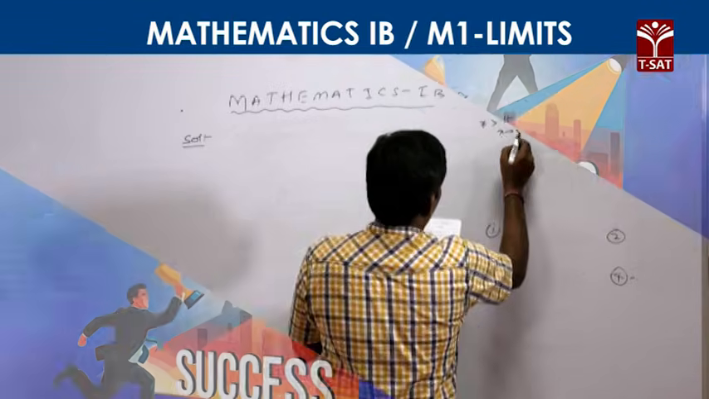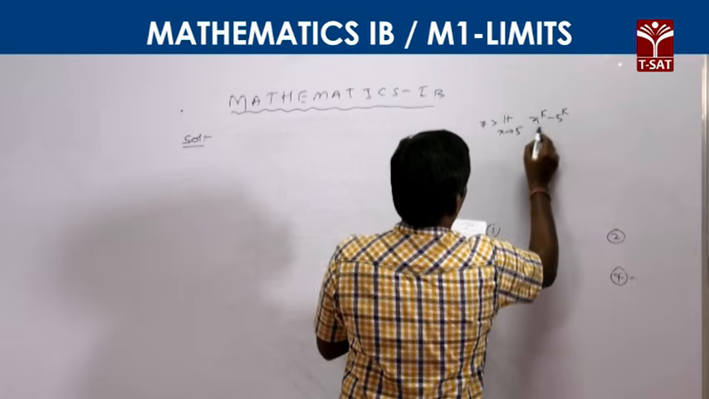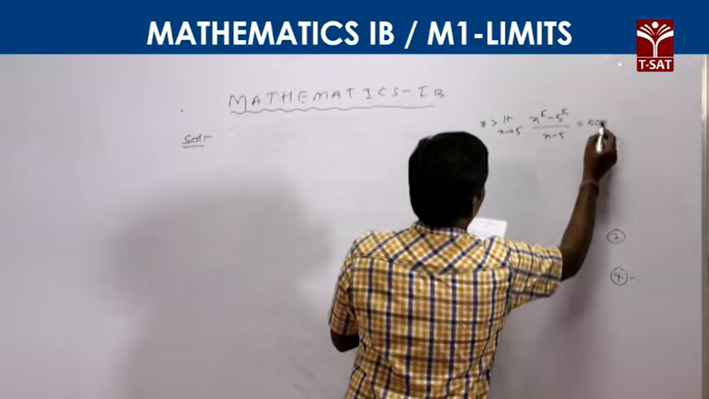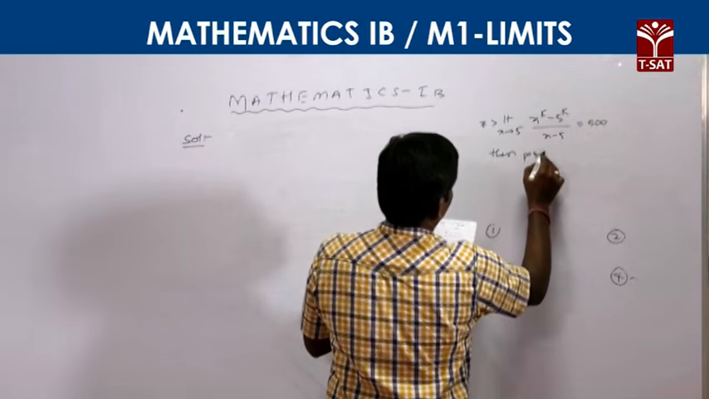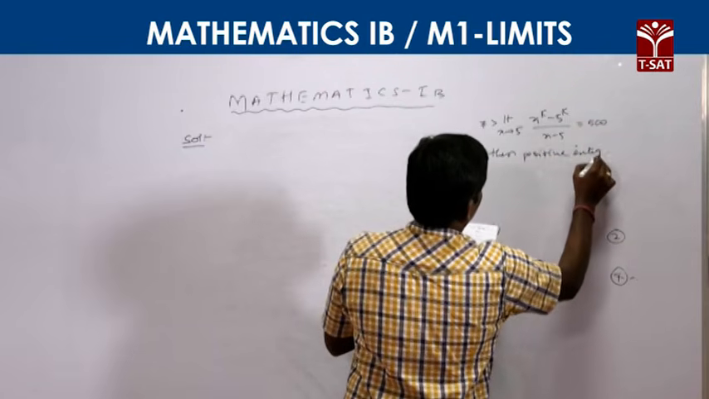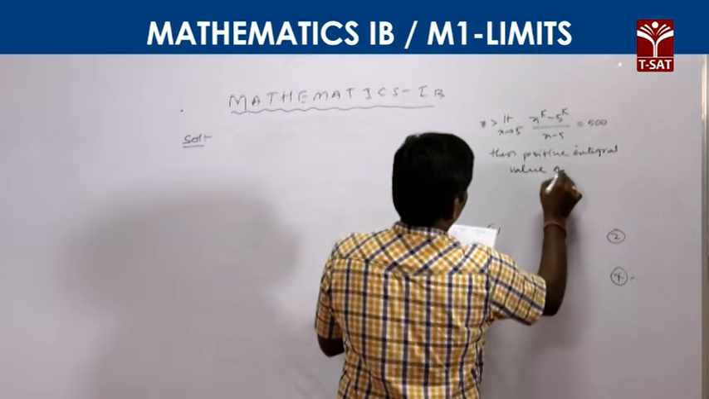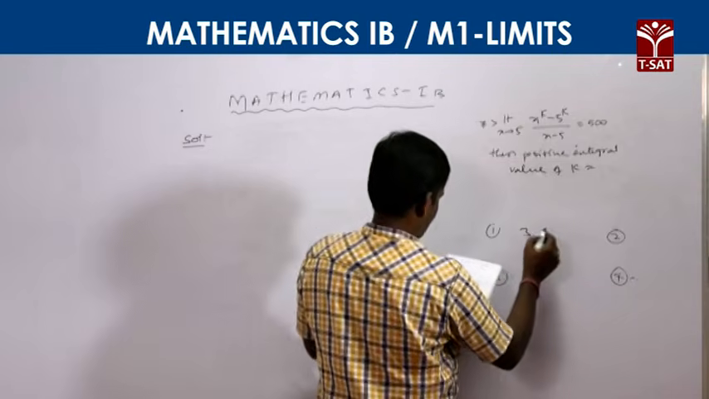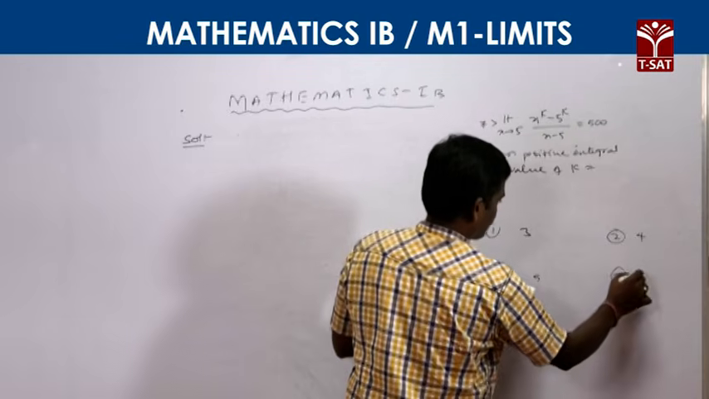Limit x tends to 5 of (x power k minus 5 power k) by (x minus 5) is equal to 500. Then the positive integral value of k is: first option is 3, second option is 4, third option is 5, fourth option is 6.